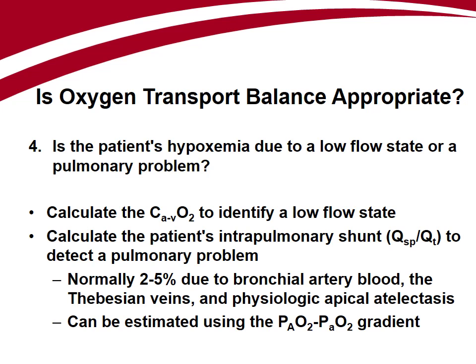This is blood that passes through non-ventilated portions of the lung and is returned to the left atrium without becoming saturated with oxygen. Normal intrapulmonary shunt is 2 to 5% of blood flow due to 3 reasons. Bronchial artery blood, which enters the pulmonary veins after giving up some of its oxygen to the bronchi, coronary artery blood, which enters the left ventricle through the Thebesian veins after perfusing the myocardium, and blood that passes through normally collapsed alveoli in the apices of the lungs. It is commonly estimated using the alveolar arterial or A-a gradient.